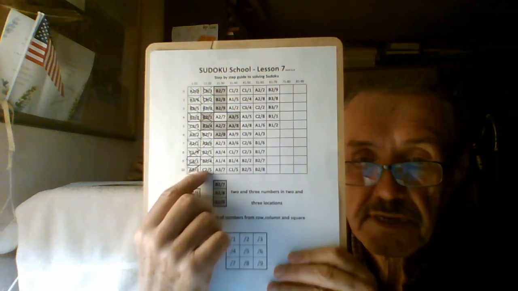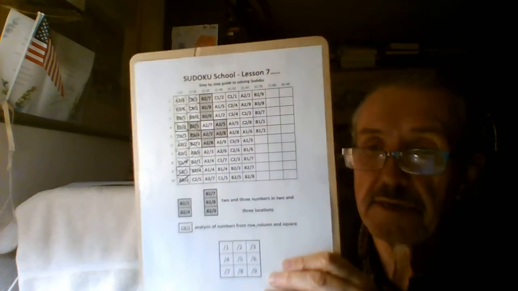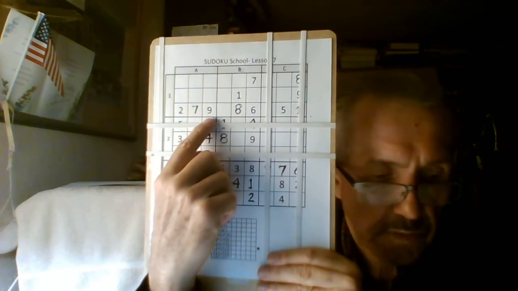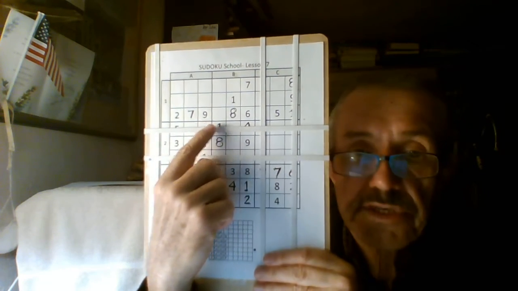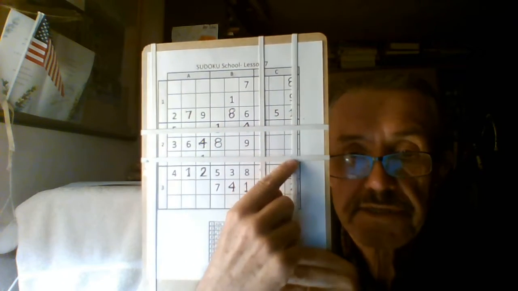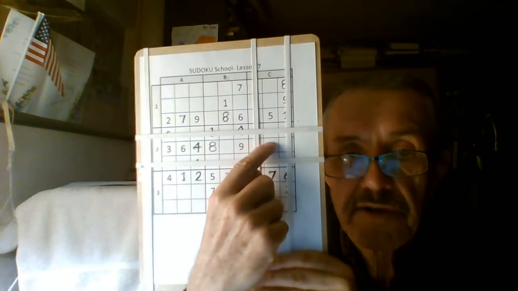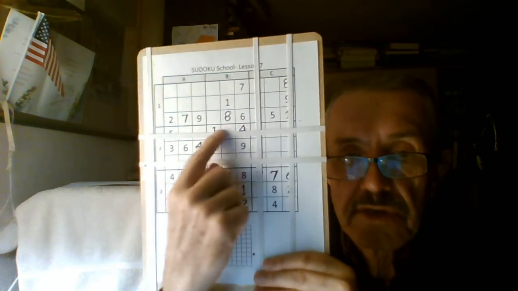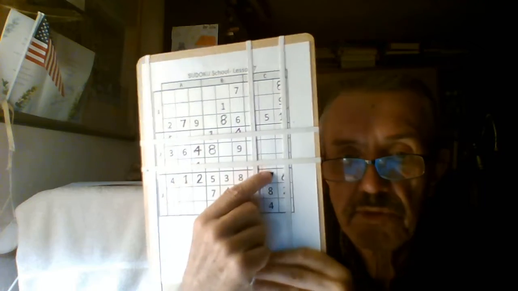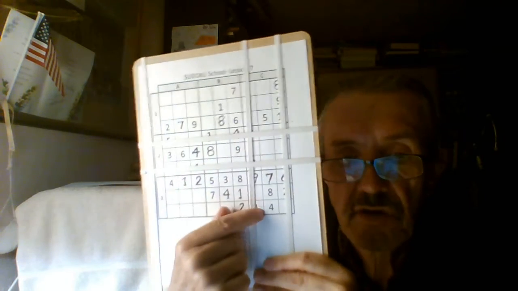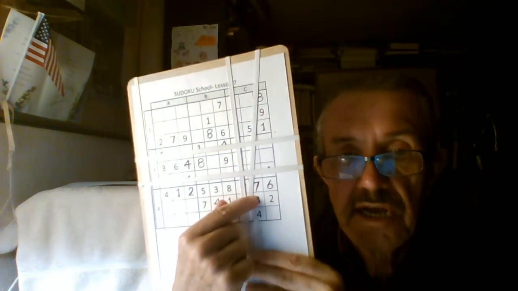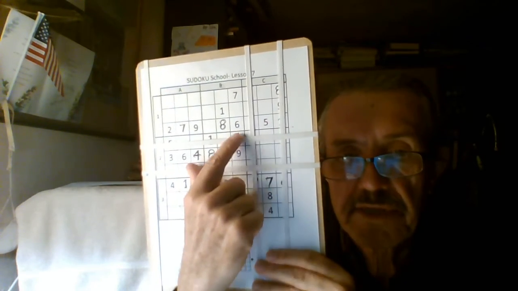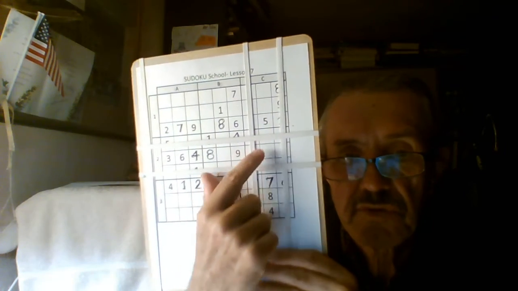Next step is square C2 location 5. Square C2 is over there, and location 5 is over there. We're looking for number 1. As you see, in this row number 1 already exists. In this column, number 1 already exists. There's one available space for number 1 in square C2, over there.